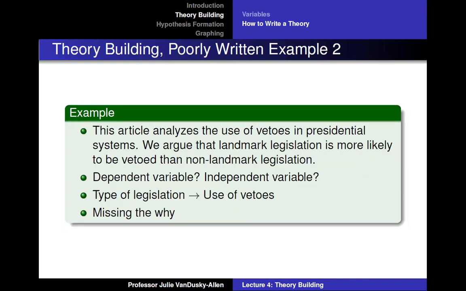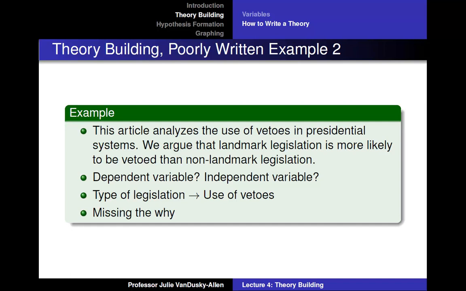Here's another model. This article analyzes the use of vetoes in presidential systems. We argue that landmark legislation is more likely to be vetoed than non-landmark legislation. What is the dependent variable? The use of vetoes in presidential systems, as it is the outcome of interest the authors are focusing on. What is the independent variable? Landmark or non-landmark legislation, as the type of legislation influences the use of vetoes.